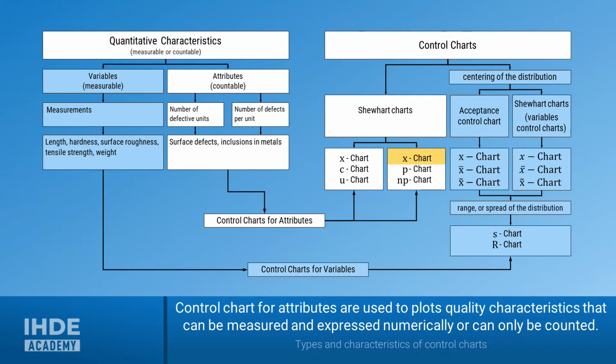Second, there are the attributive characteristics. Those are all characteristics one can only count. On the right side, we have the different control charts for attributive characteristics with a yellow background. As you can see, there are 6 control charts for attributive characteristics. As already mentioned, this is about the X chart for the number of defective units.